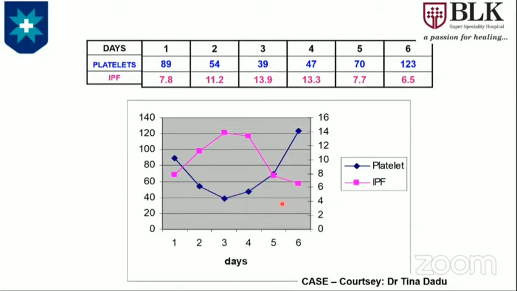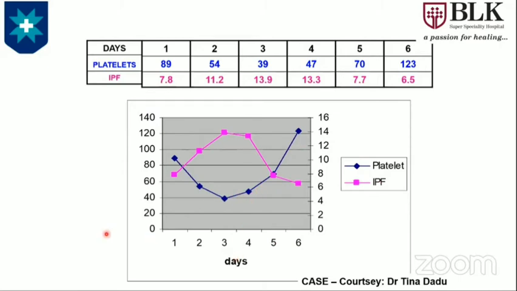Just to show you quickly, you would monitor platelets and you would also monitor immature platelet fraction at the same time. The moment the platelets start falling down, the immature platelet fraction starts going up. And the moment it starts getting stabilized, that is the time when the platelets are just around the corner and they're going to go up.